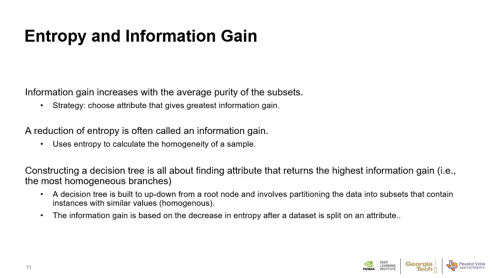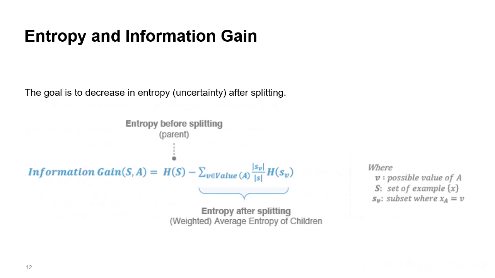The procedure of finding this decision tree is in a top-down manner from the roots, which is to partition the data into subsets that contain instances with similar values. The definition of information gain is shown as the equation on the slide.